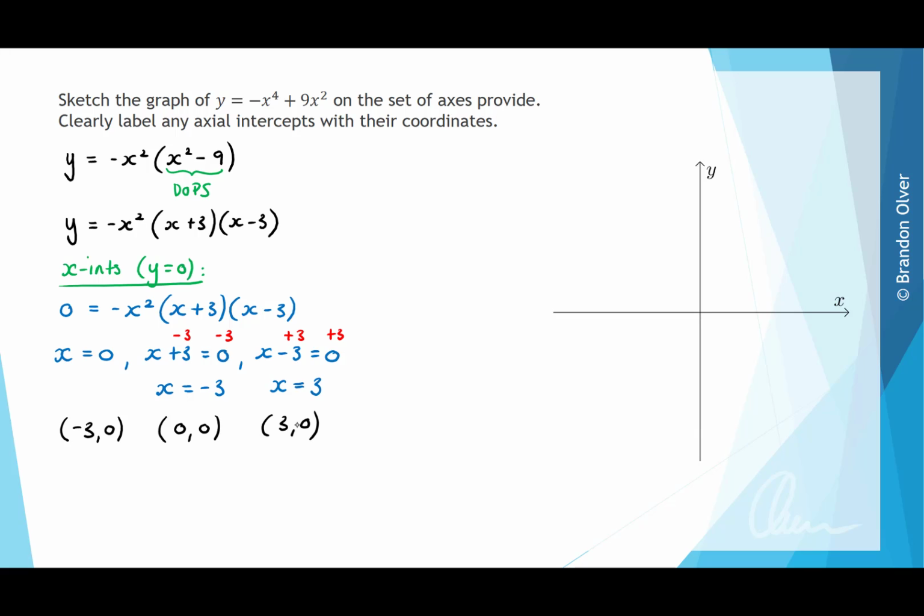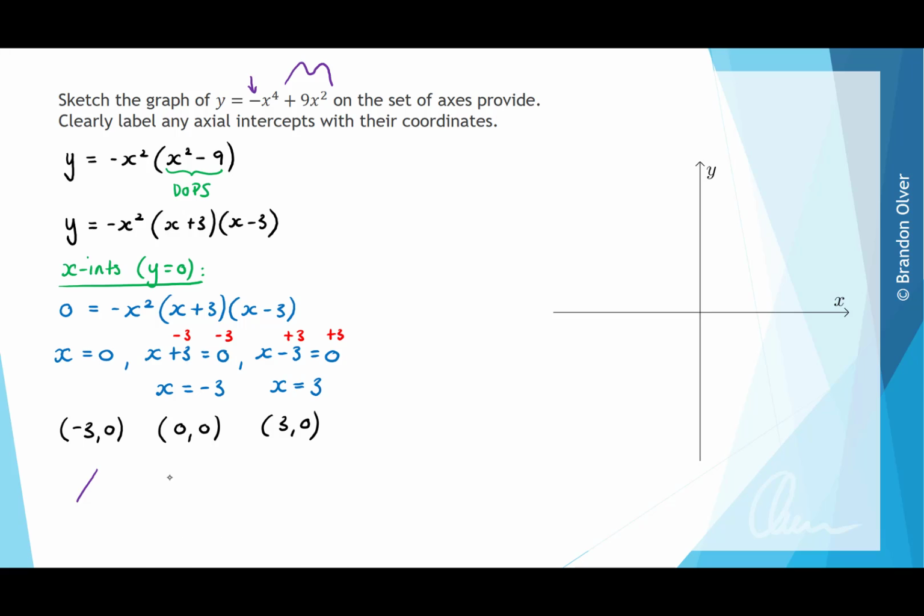Now that we've found the x-intercepts, and the 0, 0 doubles up as the y-intercept, we can start to think about the shape of this quartic. So the negative sign out the front of the x to the power of 4 term means that the quartic should have some sort of shape like this. So when we have x equals negative 3, it should have a cut through the x-axis.